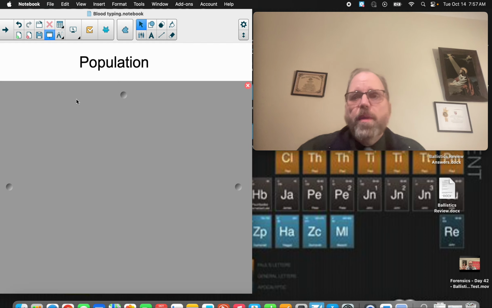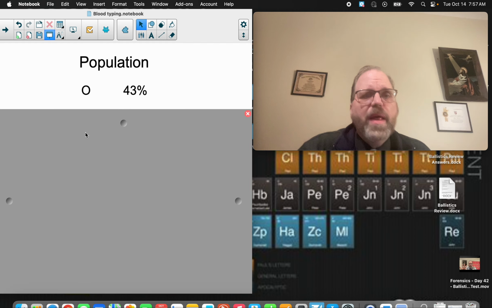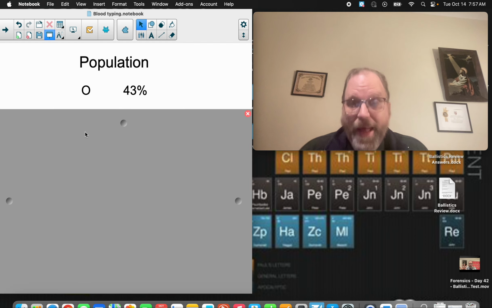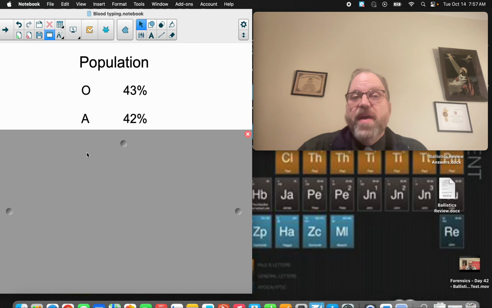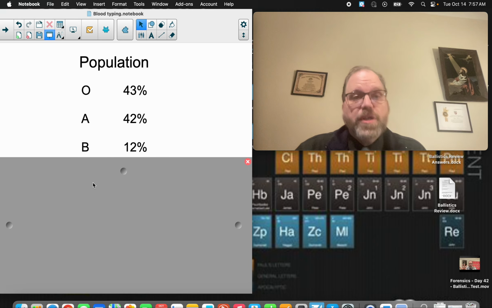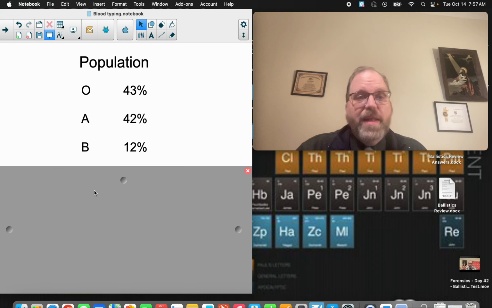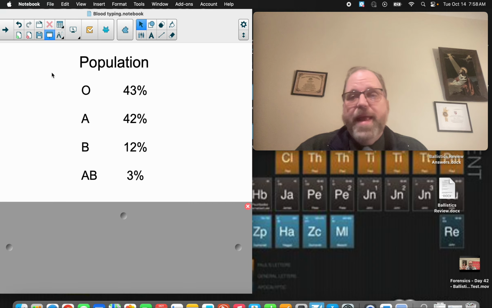Now, the population, how does it work out? O blood is 43% of the population. A is 42% of the population. B is 12%. And AB is rare. Sorry, just 3% of the population.